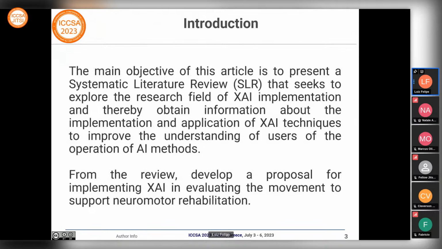The main objective of this study is to present a systematic review of the literature on the implementation of so-called explainable artificial intelligence, an area of knowledge that seeks to resolve the problem of understanding the evolution of artificial intelligence cases. From this, we seek to develop a proposal for application of XAI in the evaluation of movement in rehabilitation.